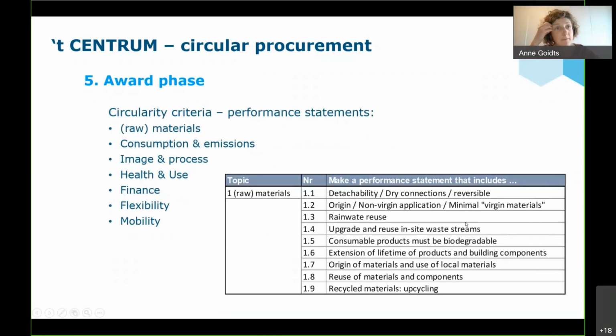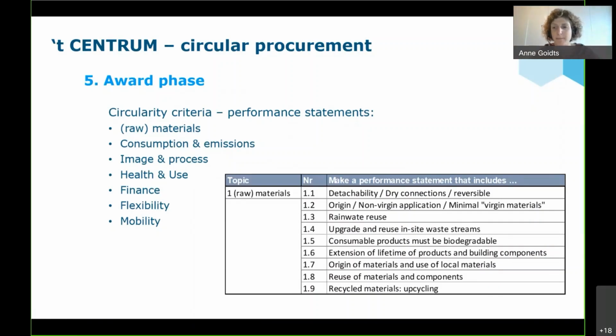So we asked to make a performance statement. What are you going to deliver on this topic, for example, rainwater use? And then also, how are you going to make sure that you will deliver it? How are you going to check it, that it's okay? And that was really interesting, and very good, because at that moment you could really compare the different consortia very well.